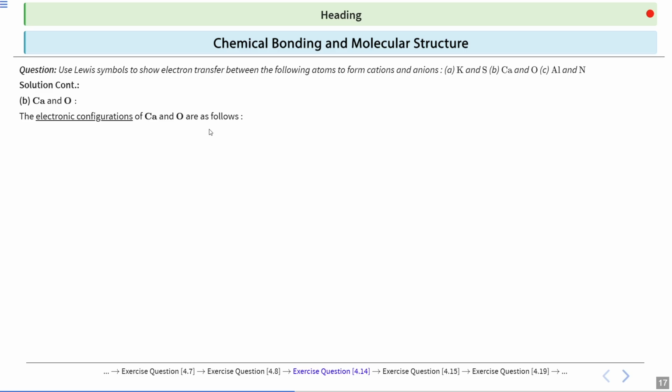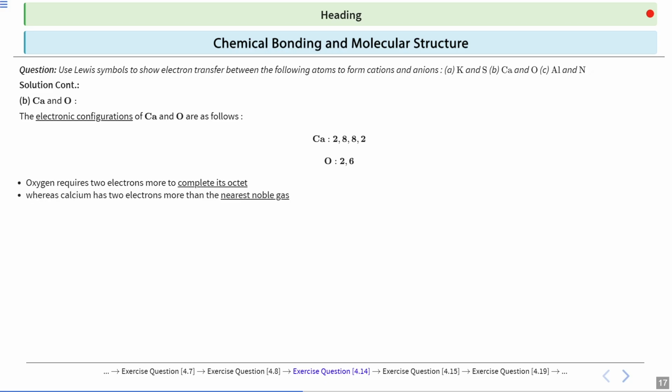The electronic configuration for calcium will be 2,8,8,2, so it belongs to the fourth period. That is the reason we are getting this kind of configuration. Further, your oxygen will have 2,6 configuration, which is of the second period. Therefore, we can say from the electronic configuration, oxygen will require 2 electrons to complete its octet, and calcium needs to lose 2 electrons to gain the noble gas configuration.